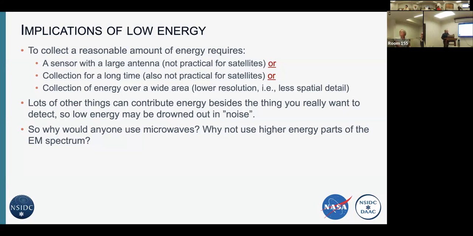So, then the question is, why would anyone use microwave when I have to use another part of the electromagnetic spectrum? And as I sit here and think about it, I really don't know. That's in my talk, all right?